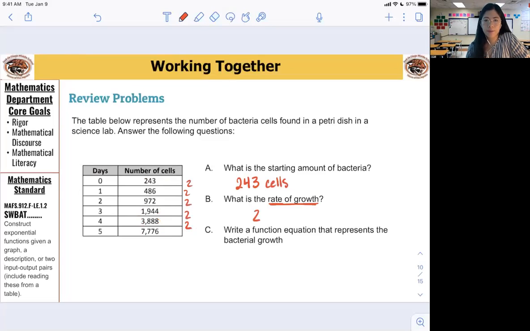So if that's my rate of growth, and my starting amount was 243, now we're going to write a function equation that represents the bacterial growth. So let me quickly go over how to do that. Remember that it's going to be f of x equals a times b to the power of x. What does a represent?